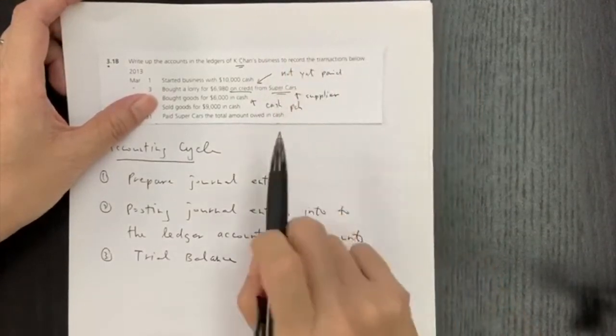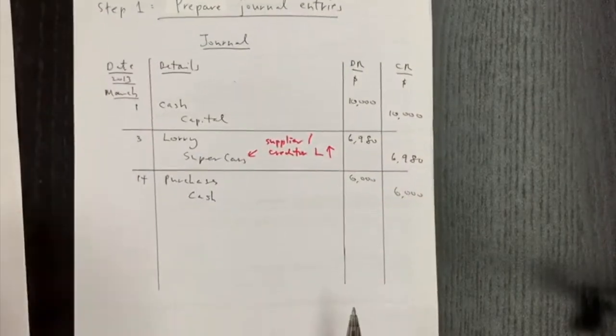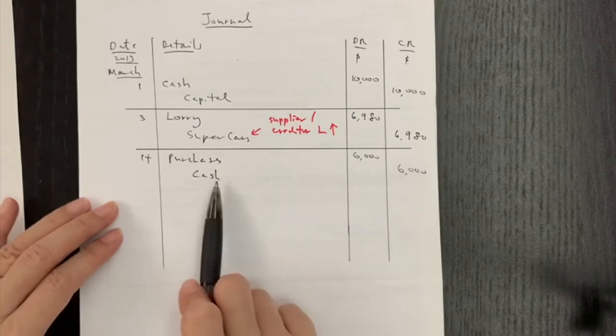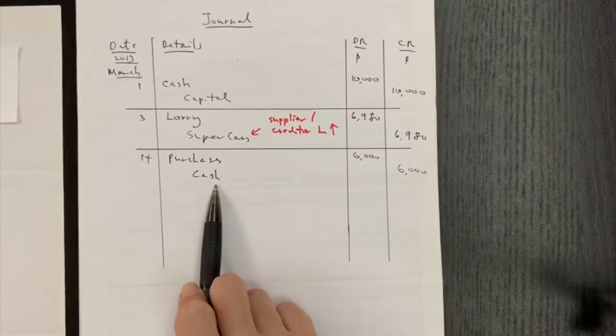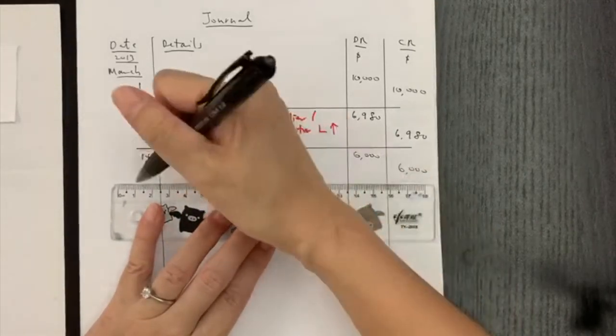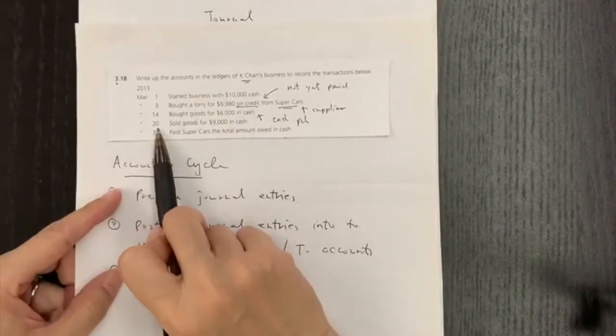Remember that after buying goods, we have money paid. So therefore, we debit purchases 6,000, and since we pay cash, we have less cash, therefore we credit cash. Okay, so this is the transaction recorded for 14th of March, and then next, 20th.